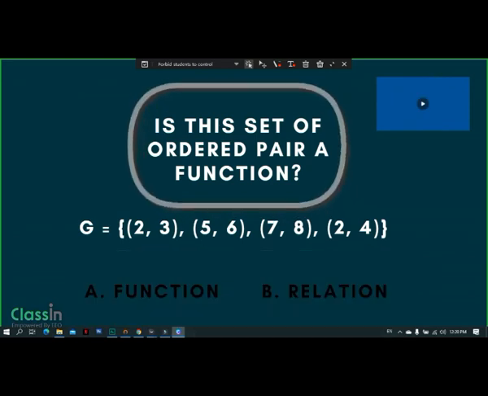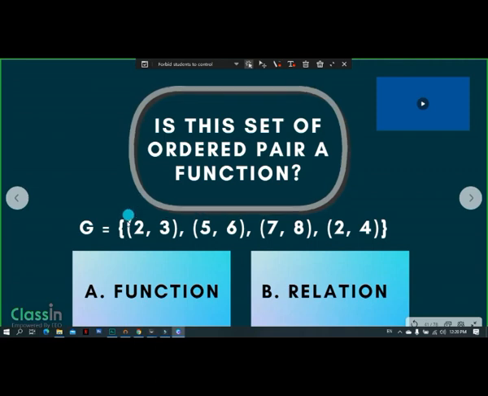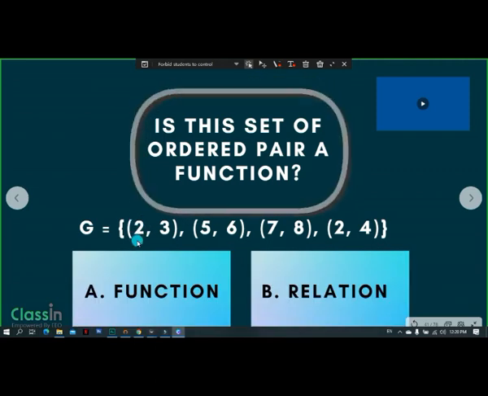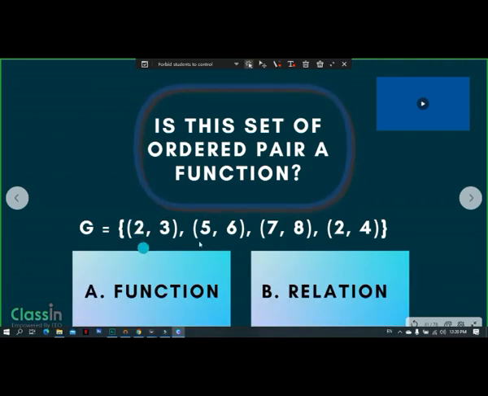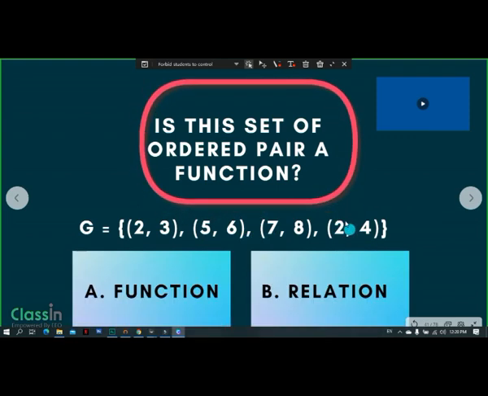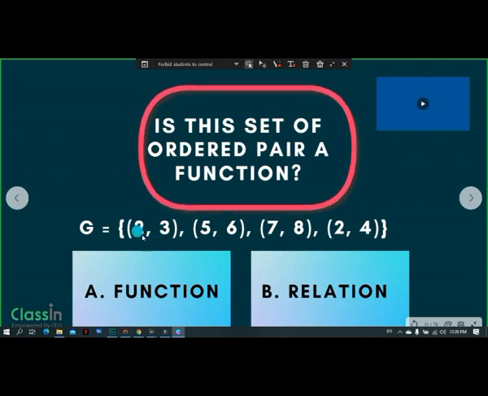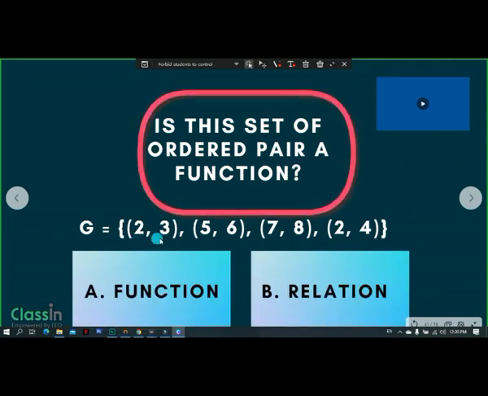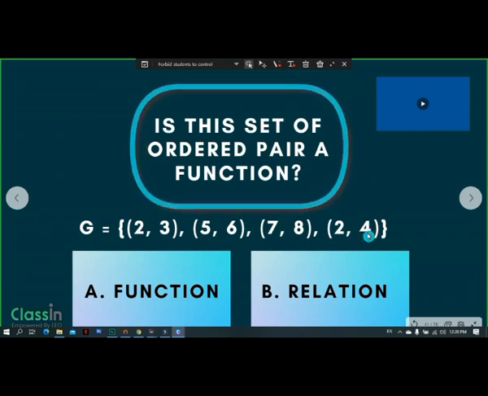Okay. In this example, check natin. Ano po yung mga x natin? 2, 5, 7, and 2. So, kung makikita natin na ulit yung 2, nagkaroon ng dalawang value yung 2. Pwedeng maging 3. Pwede niya maging kapartner si 3. Pwede niya maging kapartner si 4.